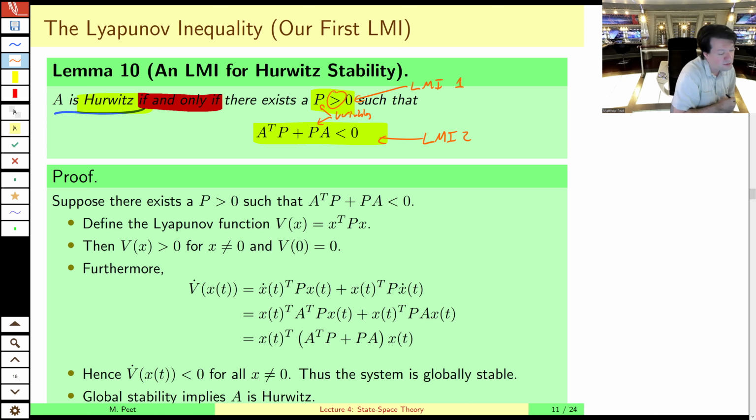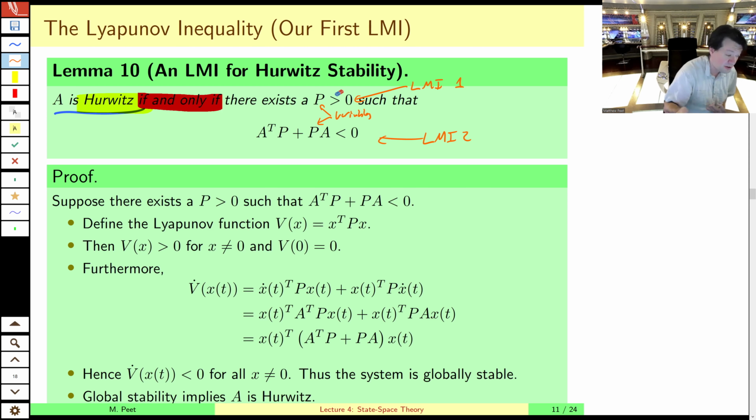Why is that? Well, because if it was a non-strict inequality, then P equals 0 would be a solution for any system, and obviously that's a trivial solution, and it has no merit. It doesn't prove stability of anything. But computers don't know that. So unless you tell it P is positive definite, it will automatically always give you the P equals 0 solution.